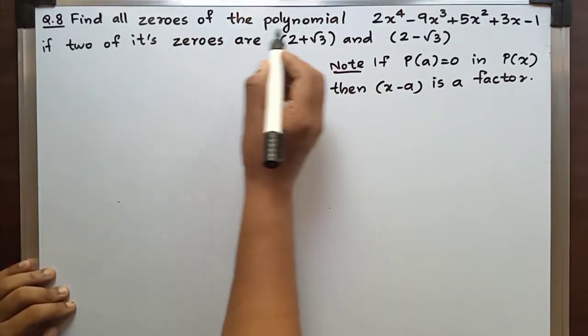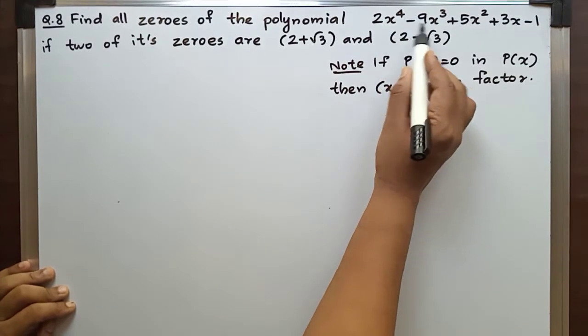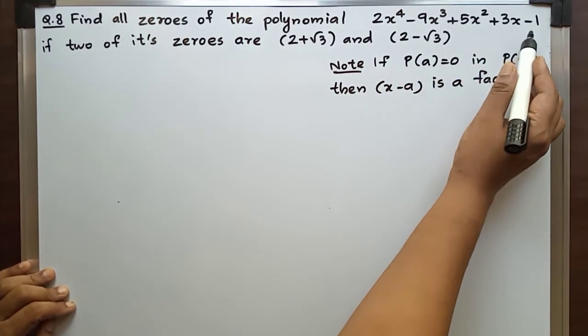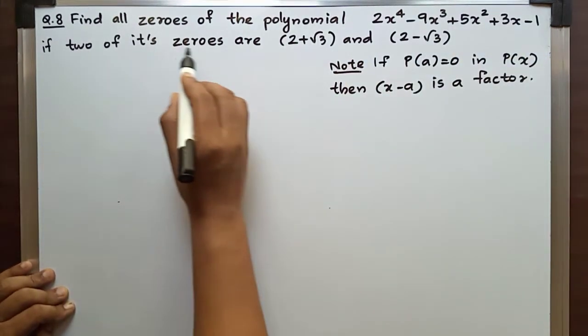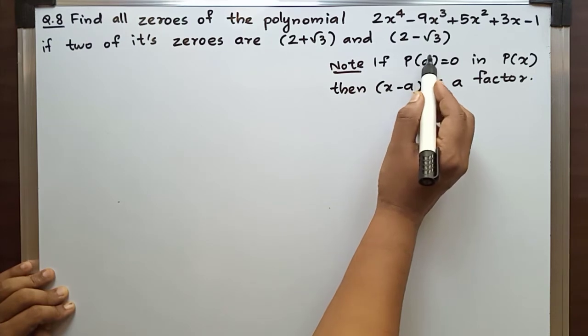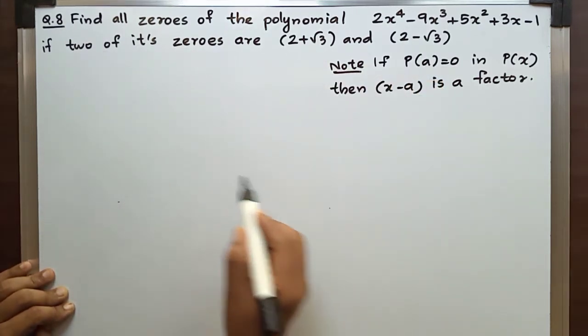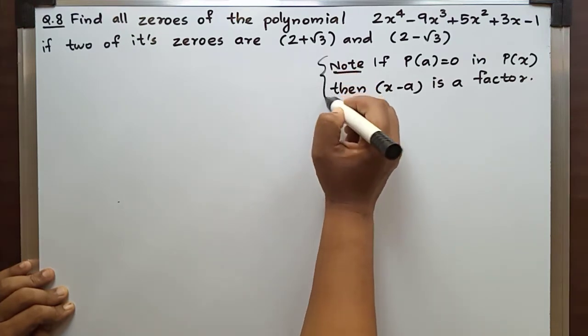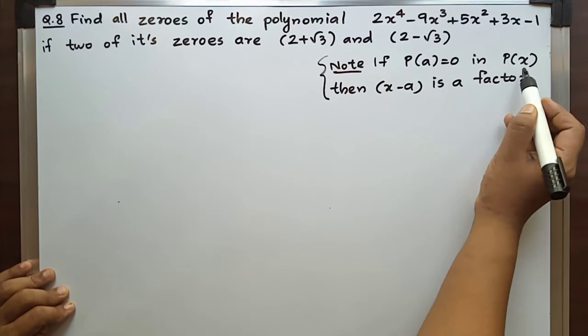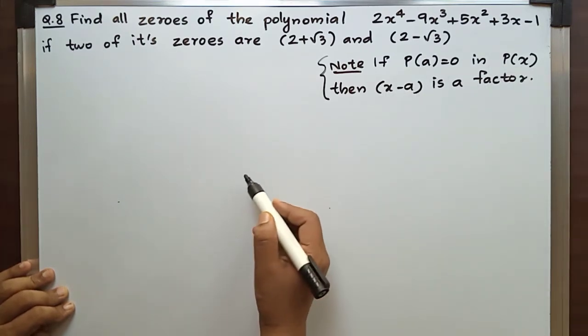Find all zeros of the polynomial 2x⁴ − 9x³ + 5x² + 3x − 1 if two of its zeros are 2 + √3 and 2 − √3. Here also, as we have done in the 7th question, this is the thing we have to take care of: if p(a) = 0 in p(x), then x − a is a factor.